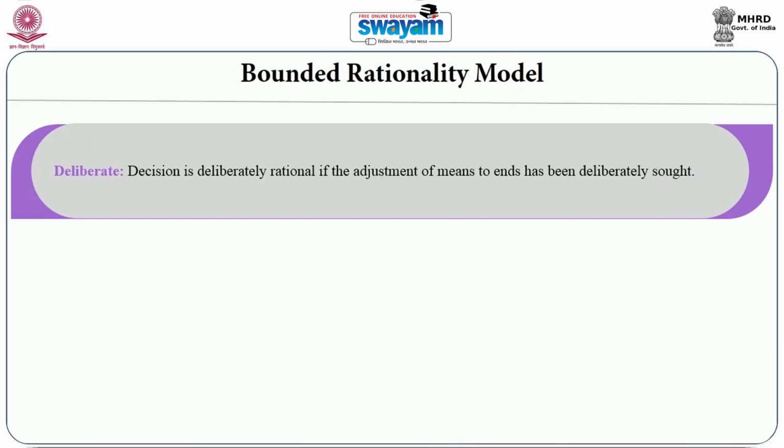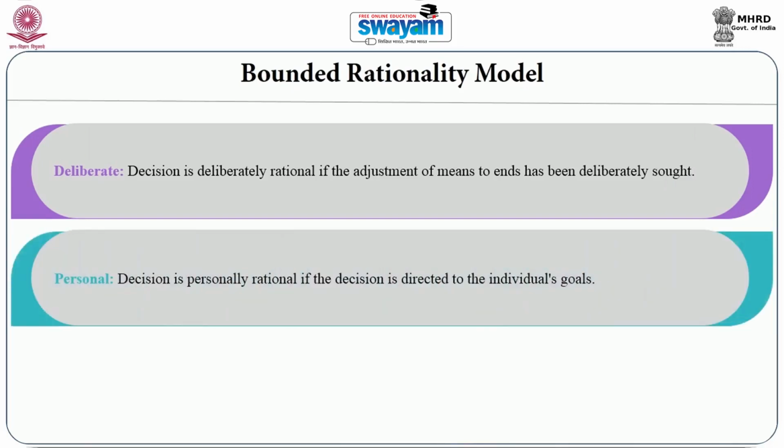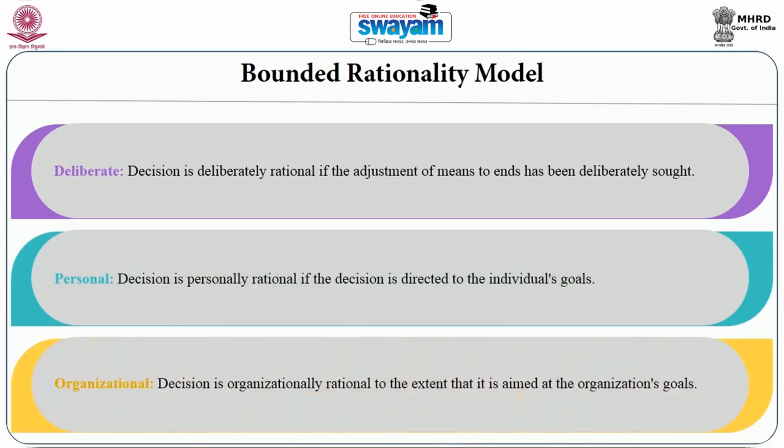And fourth, deliberate. A decision is deliberately rational if the adjustment of means to ends has been deliberately sought. Fifth is personal. A decision is personally rational if the decision is directed to the individual's goals. And sixth is organizational. A decision is organizationally rational to the extent that it is aimed at the organizational goals. From Simon's behavioral school's perspective, we have covered bounded rationality. There are two more: the individual choice model and the fact-value dichotomy.